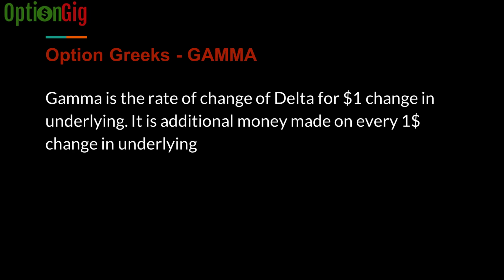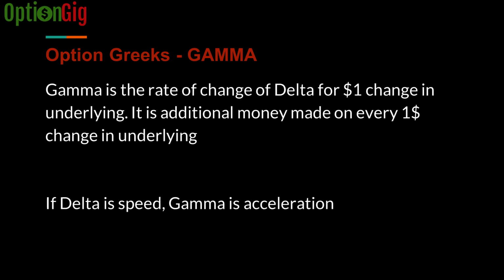Alright, next is gamma. This is a second degree Greek because this is the rate of change of delta for a $1 change in underlying. This is an additional money made on every $1 change in underlying. For example, we talked about delta, which indicates how much the option pricing will change if the stock is moving by $1. So let's say the stock moves by $1 more, then gamma comes into the picture because it will tell how the delta itself would have changed. So considering real life, if delta is speed, gamma tells you about the acceleration, which is the rate of change of speed.